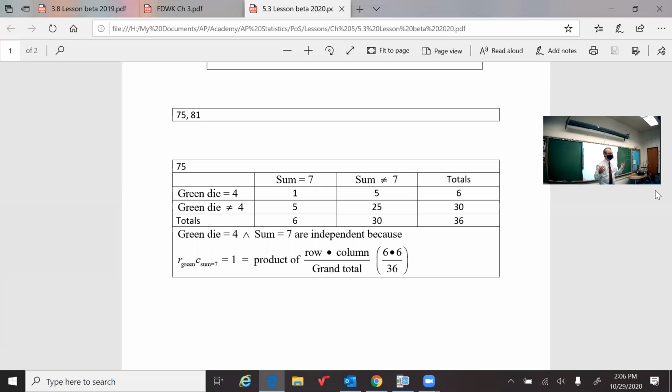So when you think about it in context of the question, is the sum being 7 independent? Even though that red die has to come up 3 for the sum to be 7, because the green die was a 4, those events are independent. It's not the language arts definition of dependent. Okay? So that's all for 75, so you're going to go pick up with 81.